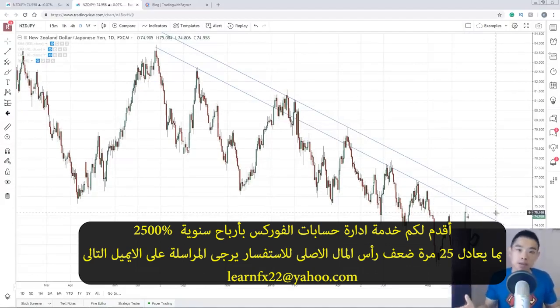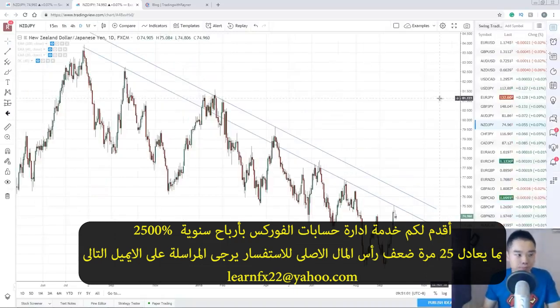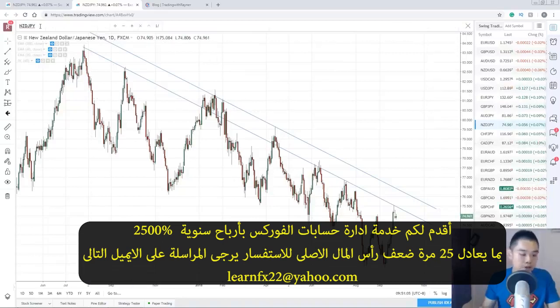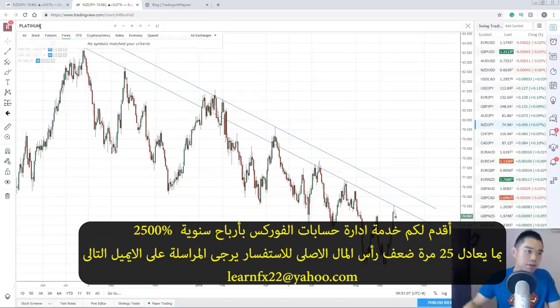Using the 3-step technique. Number 1, zoom out. Number 2, draw the most obvious levels. And number 3, adjust to get the most number of touches. So let's do one more example before we move on, shall we? Let's see, what else? Let me just search for platinum. I think there's something that we can draw here.